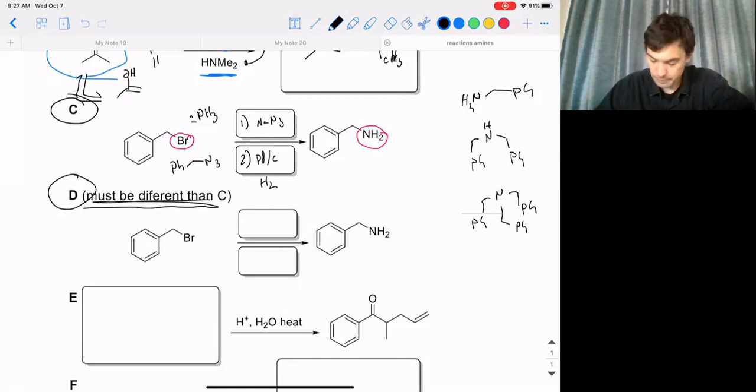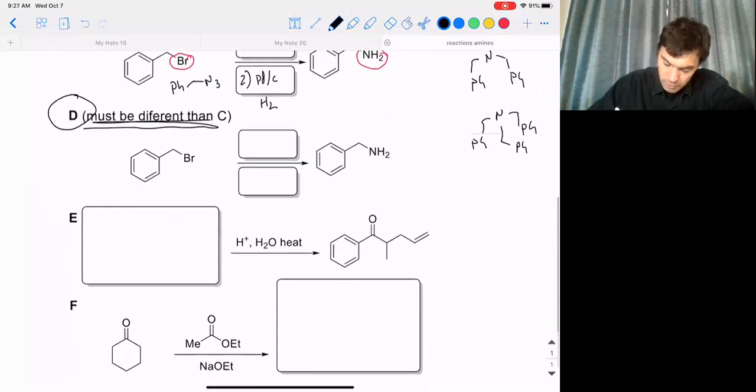of overalkylation. The other of which is to use the Gabriel synthesis and use an N-phthalimide. So I'm just going to draw that out now over here.